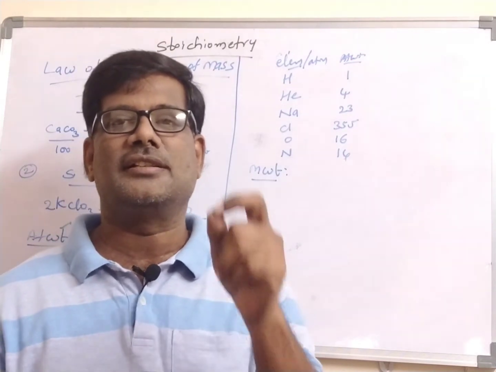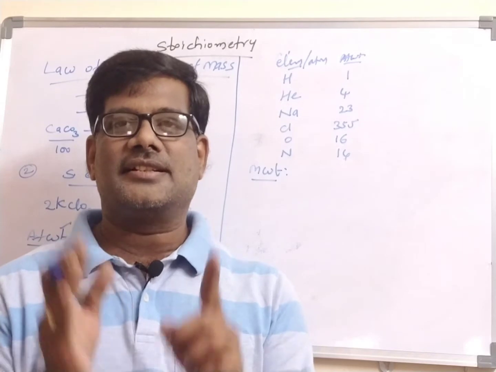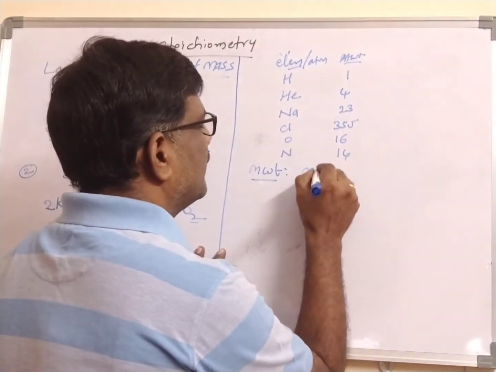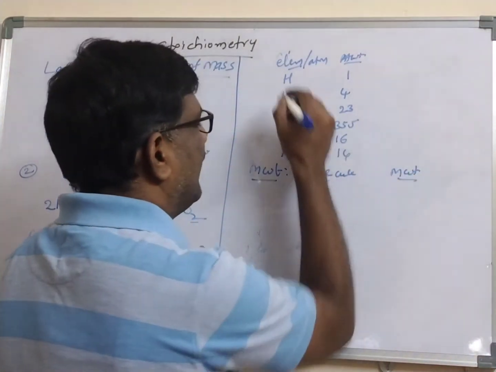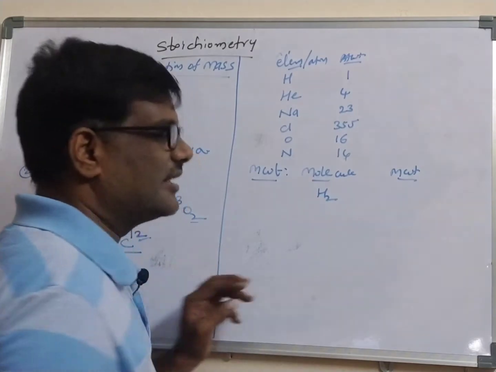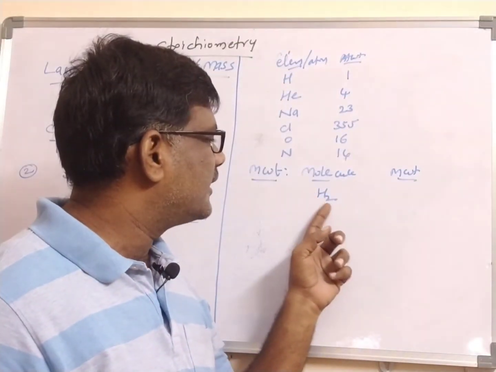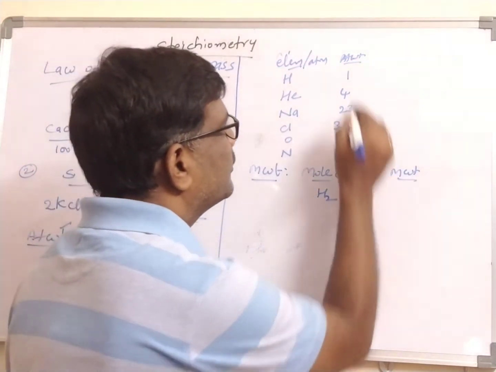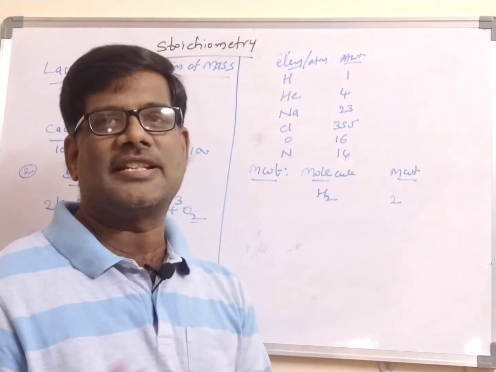That's why the definition of molecular weight is the sum of the atomic weights of the different atoms in the molecule. For example, I am taking hydrogen, H2. What is the difference here? Some may get confused. Hydrogen is the atom, and the combination of two hydrogen atoms is called the molecule. So what is the molecule? 2 hydrogen, 2 into 1, ultimately 2. Molecular weight is 2, nothing but 1 plus 1, 2.